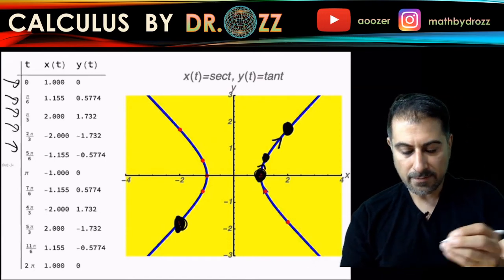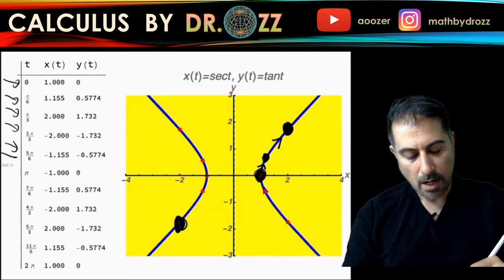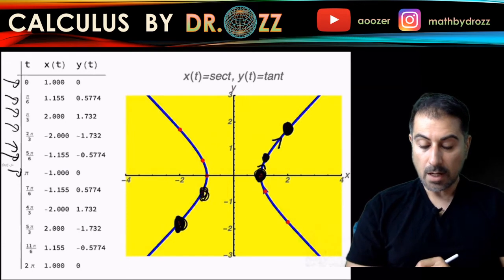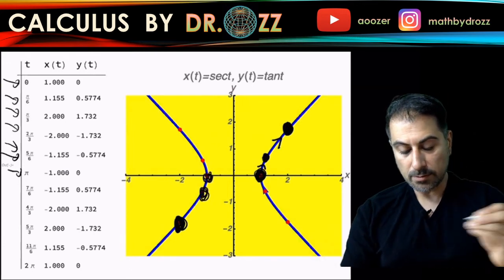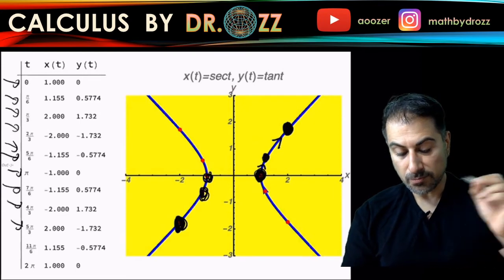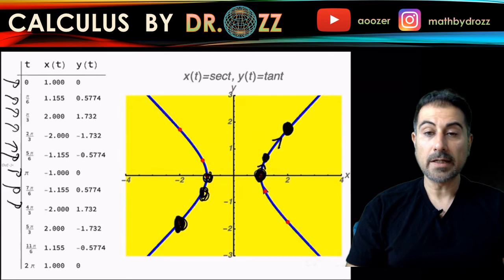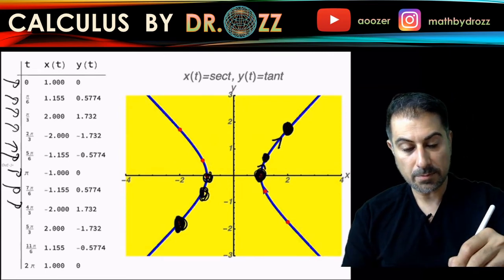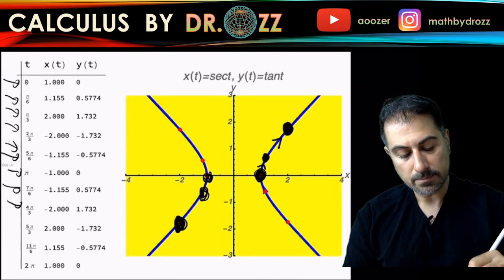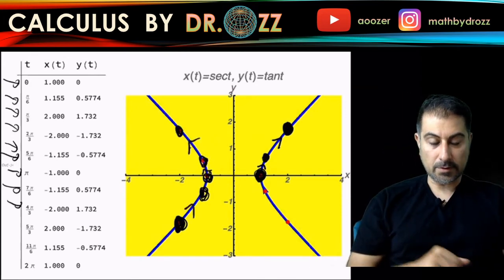And then we have 5 pi over 6 and pi. Okay, so we got those points covered. In fact, I can keep moving all the way to 4 pi over 3 to get the point negative 2 and 1.732. So that means I'm still moving in this direction. All right, that sounds interesting.